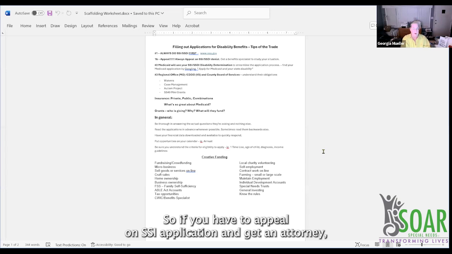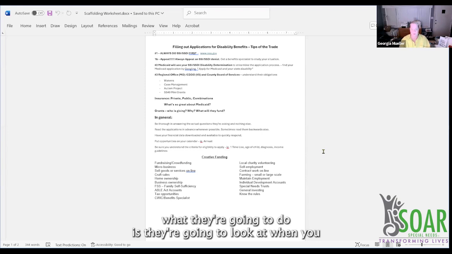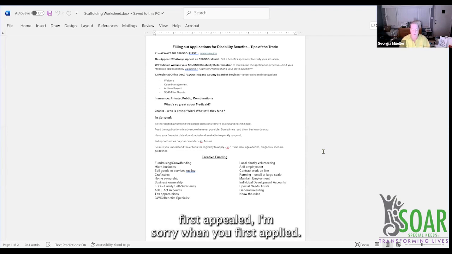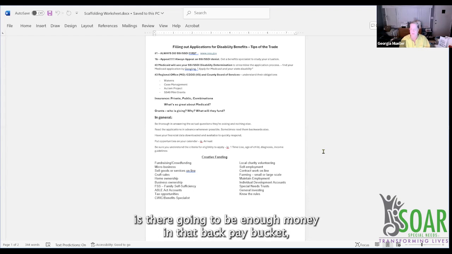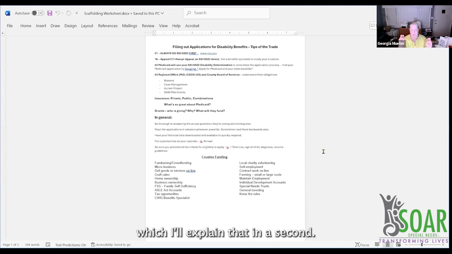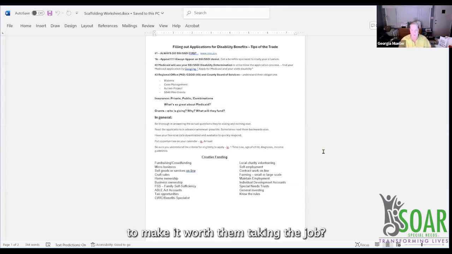So if you have to appeal an SSI application and get an attorney, what they're going to do is they're going to look at when you first applied, and then they're going to figure out whether or not they think they can win your case for you. And if they believe they can, now they're going to try to find out, is there going to be enough money in that back pay bucket, which I'll explain in a second. If there's going to be enough money in the back pay bucket to make it worth them taking the job, then they will take it.